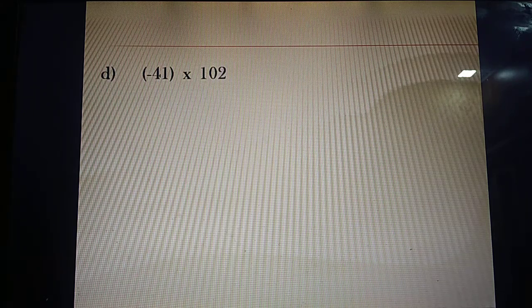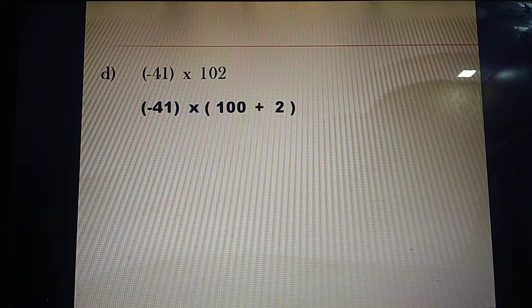Moving to the next sum. Now, you are not supposed to find the product of the numbers as given to you. Again, we are supposed to use the property. So we will split a number. Which number will we split? Yes, the second one. So you can write 102 as 100 plus 2. Here we are using the distributive property of multiplication over addition.